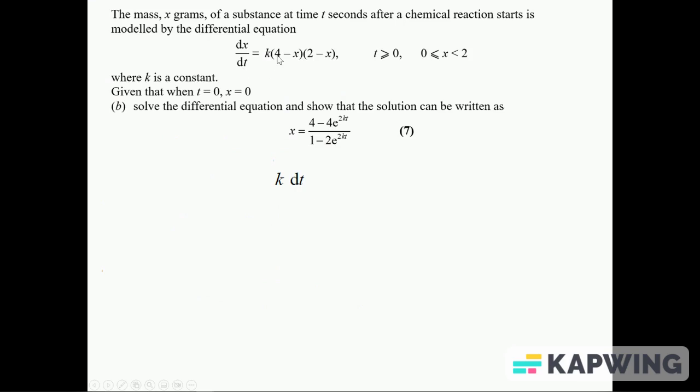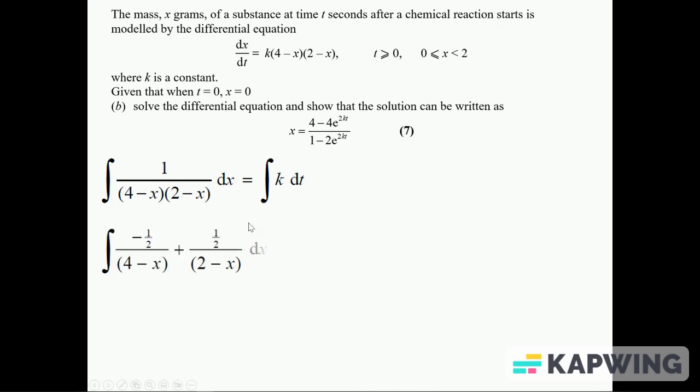I'm going to put the dt up here, so I have k dt, and these are two x terms. We're going to divide by those. So I'll have 1 over (4 minus x)(2 minus x), and this is where we're going to use the partial fractions, and then integrate both sides. So this is in terms of the partial fractions. I would integrate it. Equals k dt.